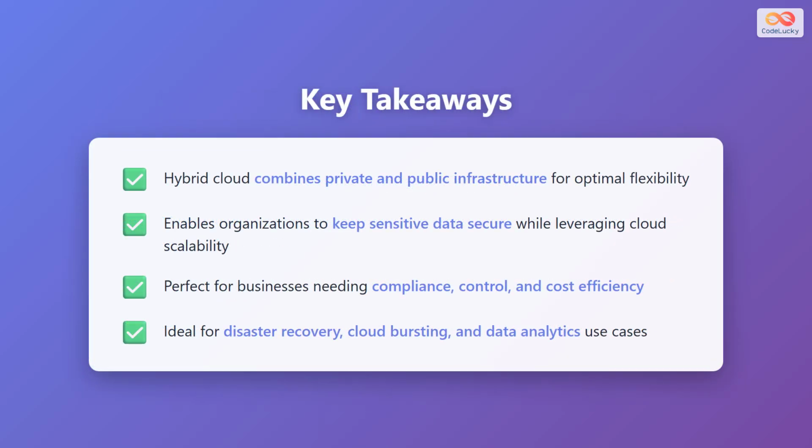Let's recap the key takeaways from this lesson. Hybrid cloud combines private and public infrastructure to deliver optimal flexibility for modern businesses. It enables organizations to keep sensitive data secure on premises while leveraging cloud scalability for other workloads. This approach is perfect for businesses that need compliance, control, and cost efficiency all at the same time. And it's ideal for use cases like disaster recovery, cloud bursting, and data analytics. Understanding hybrid cloud architecture is essential as more organizations adopt this balanced approach to cloud computing.